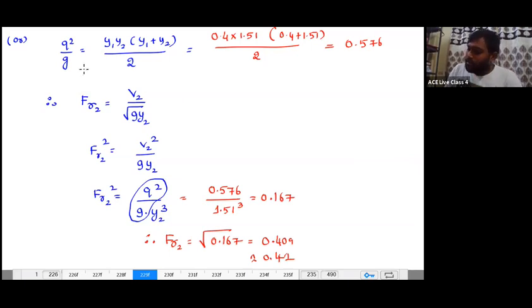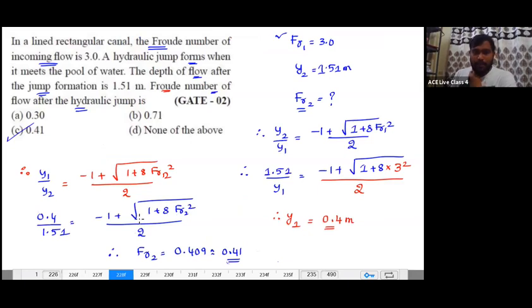This way or that way, I can go with this equation. And once I know Q, I can find out the velocity and the Froude number. I will modify this FR2 so that I can find Q square by G directly. This Q square by G is nothing but 0.576, right? And Y2 is 1.51. So FR2 square, then FR2 is nothing but 0.41, which is easy. This one or this one. You see, here it will be complete in only one step. I am using both relations so that I can find Y1. See, the hydraulic jump concept is very, very important. Keep that in your mind.